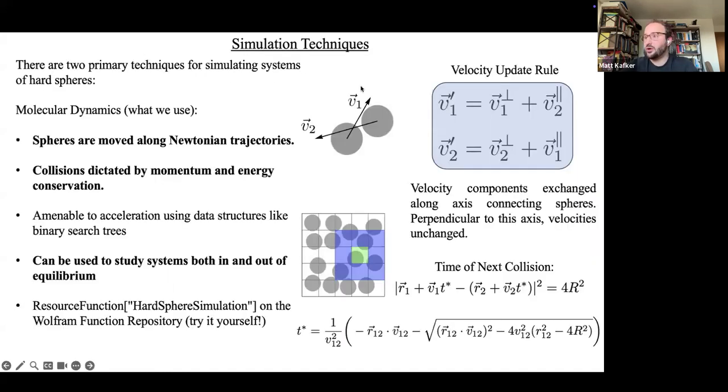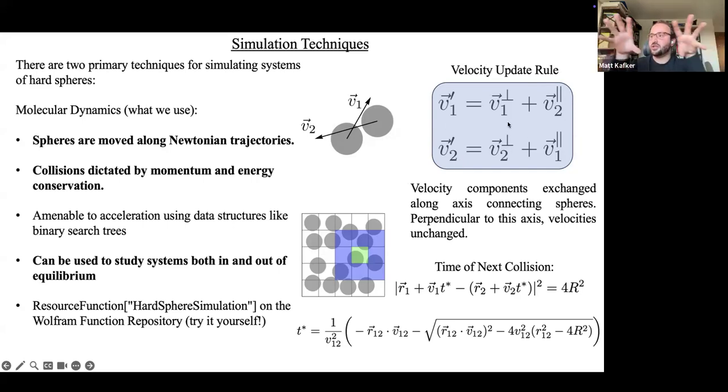The other technique, and the one that we're going to talk about today, is molecular dynamics, which is where the spheres are actually moved on straight lines, and when they collide, they bounce off one another. The way that they do that is dictated by momentum and energy conservation. And if you work it out, you can see that the velocity update rule is as follows.